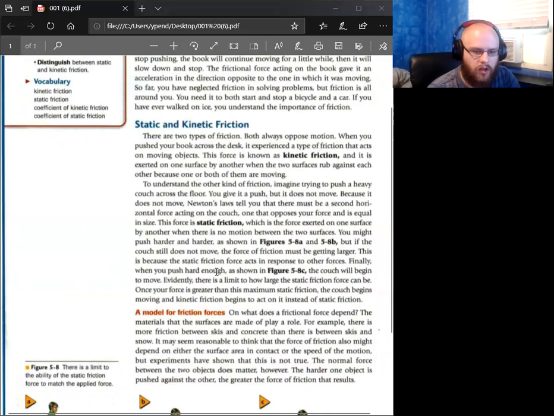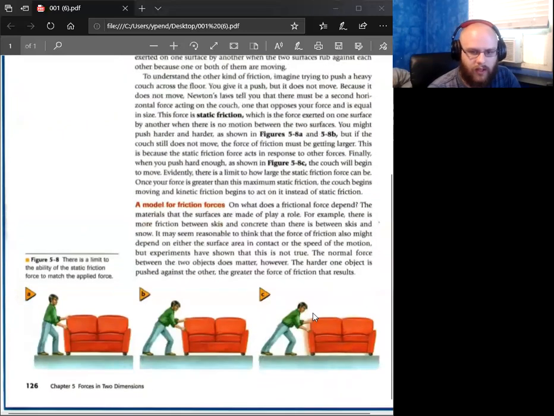Finally, when you push hard enough, as shown in figure 5-8C, the couch will begin to move. Evidently, there is a limit to how large the static frictional force can be. Once your force is greater than the maximum static friction, the couch begins moving, and kinetic friction begins to act on it instead of static friction.